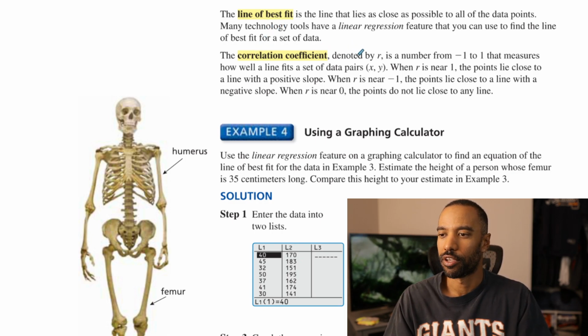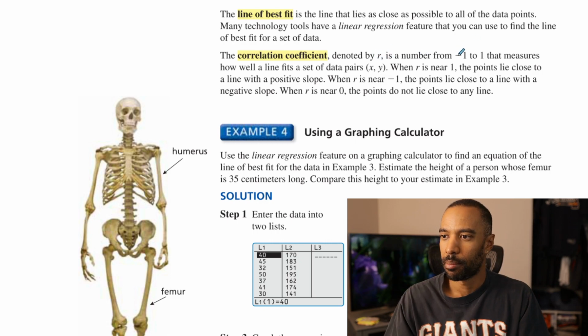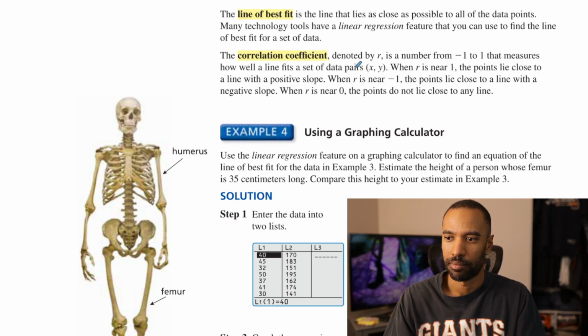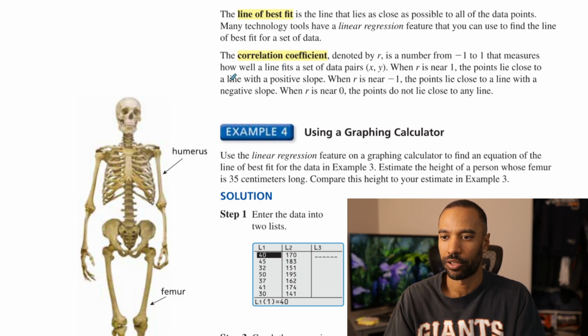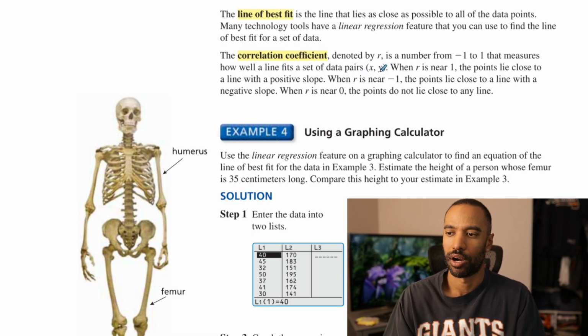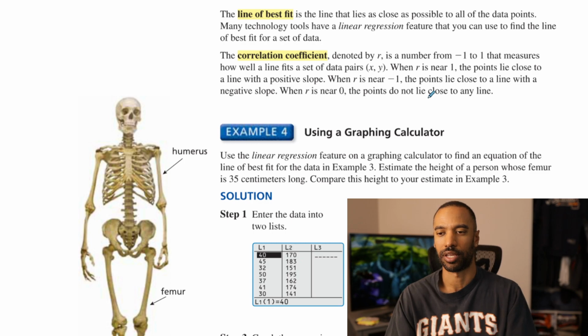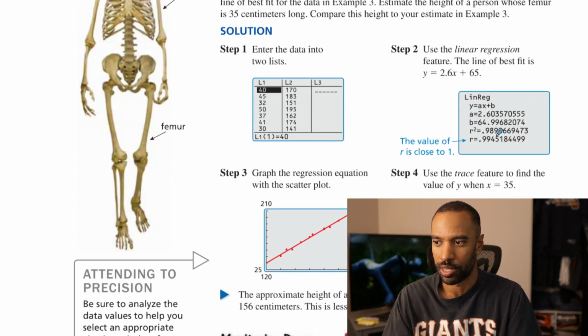The correlation coefficient, denoted by r, that means that's our variable for it, is a number from -1 to 1 that measures how well a line fits the data set of data pairs x, y. When r is near 1, the points lie close to a line with a positive slope. When r is near -1, the points lie close to a line with a negative slope. When r is near 0, the points do not lie close to any line. So what they're saying here is you're going to get some r value, and I'm going to show you the example down here.